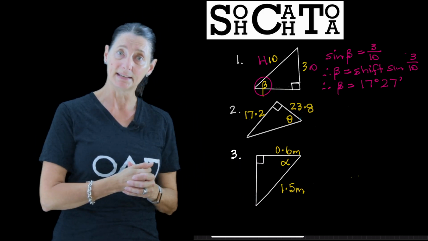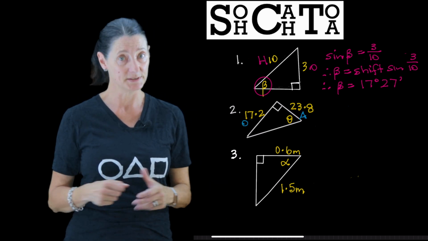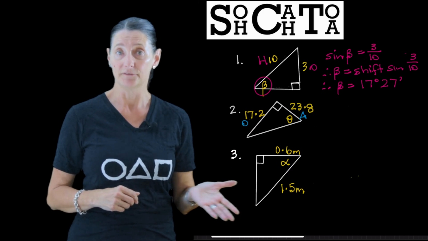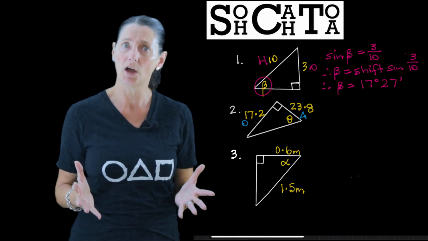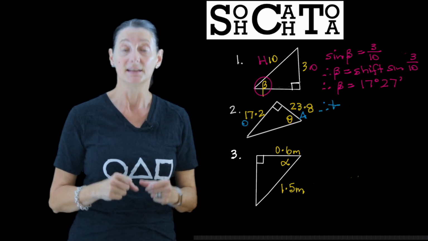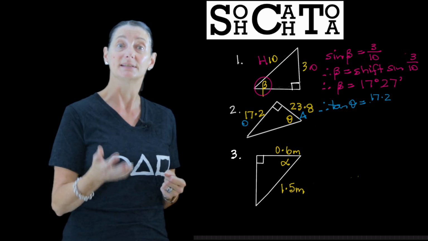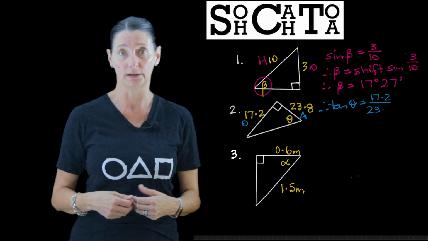How about in this second example, why don't we call the angle this time theta? Well, first thing I'm going to do is label my sides. I have the opposite and the adjacent. I don't have the hypotenuse. So I'm remembering from SOHCAHTOA, tan, that's it. The trigonometric equation for tan is tan theta is equal to 17.2 over 23.8.